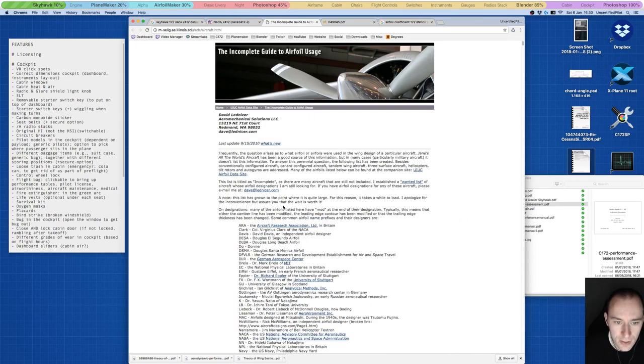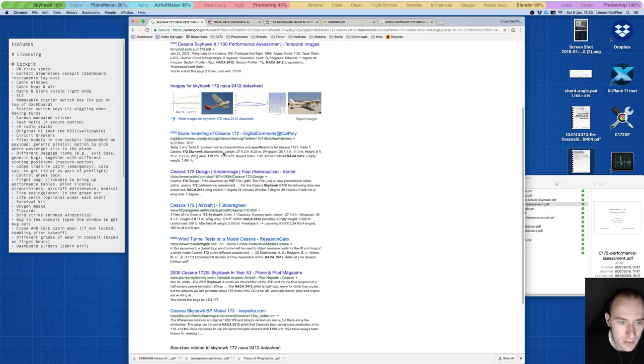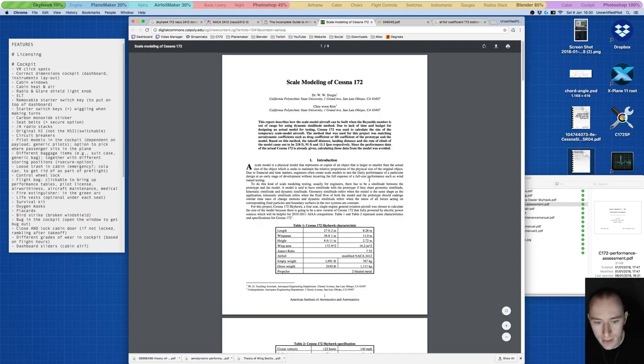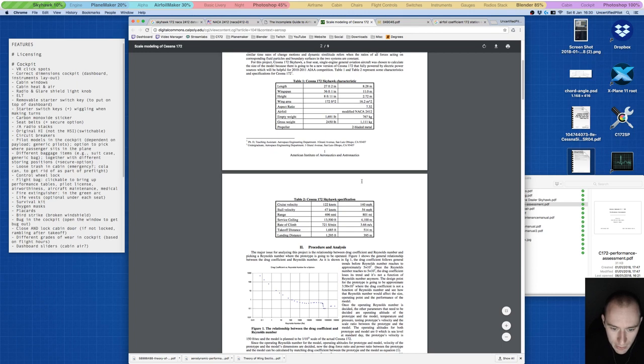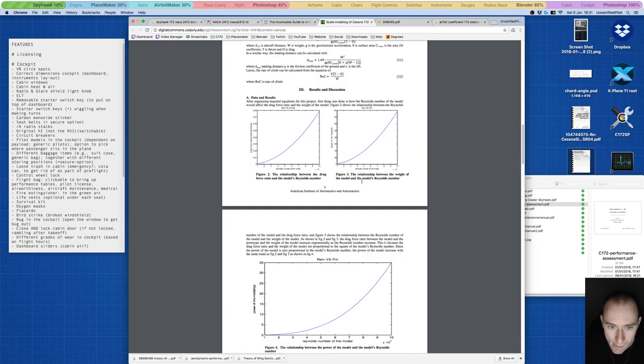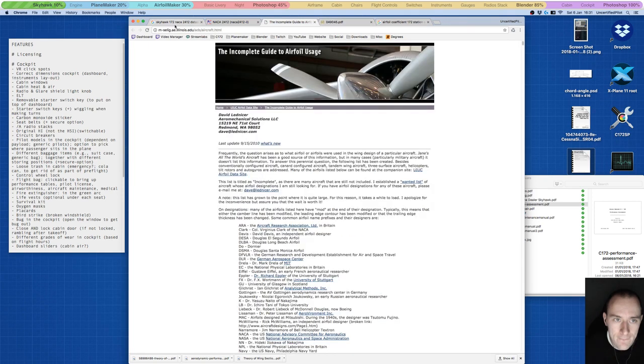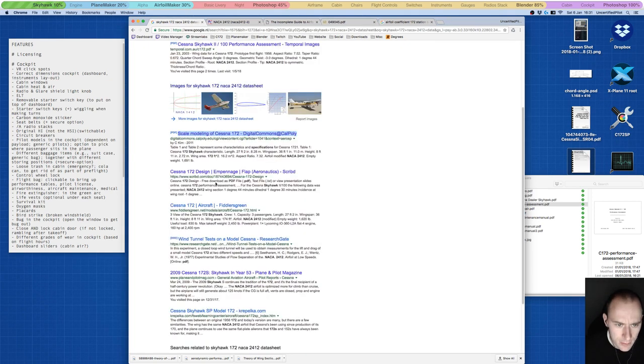Yeah, this is just one giant list. I'm familiar with that website. Scale modeling. Well, even though we're not doing things on scale in that sense, perhaps we can find something about it. Or is it just a plain old, yeah, no. Wind tunnel tests on a model Cessna.